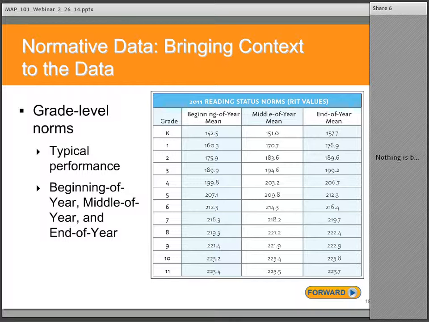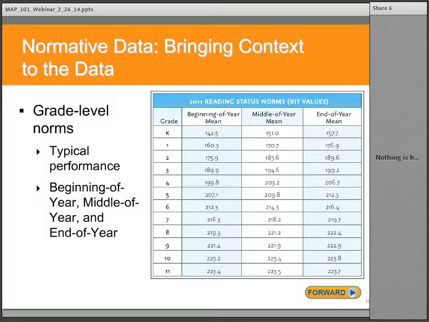of a student. You notice down the left side we have the grade levels, and then across the top we have the beginning of the year mean. Mean means average, don't forget. The middle of the year mean and the end of the year mean. So what this means is that for a third grader, if they take the MAP assessment at the beginning of the year, you might expect a typical student to get a 189.9.